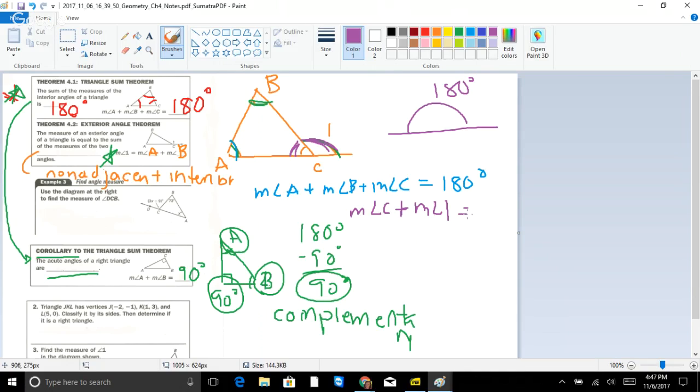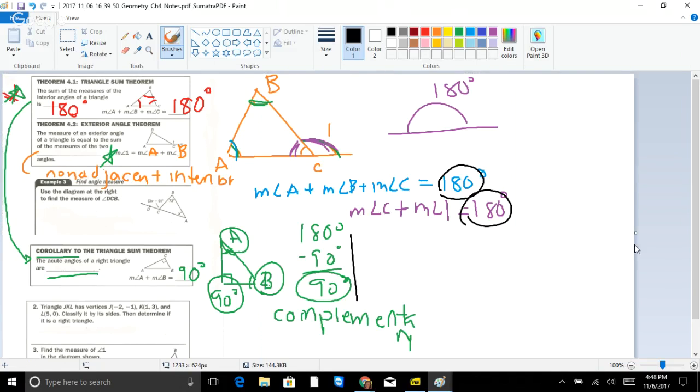Okay, so if I add those two together, I get 180 degrees. Now by our transitive property, look, we have 180 degrees here and 180 degrees here. So we can set these equal to each other. Running out of room, let's expand out a little more. Okay, so if I combine these two equations together, I get the measure of angle A plus the measure of angle B plus the measure of angle C. That equals 180 degrees, right? And 180 degrees equals the measure of angle C plus the measure of angle 1.